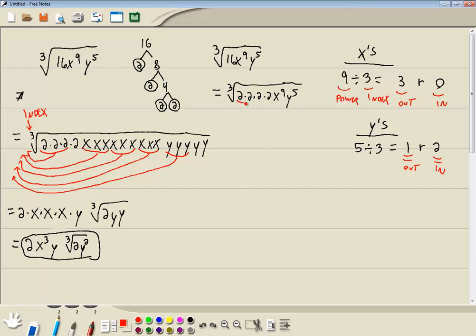Well, index is 3, so here's 3 2's, so that's going to come out as a single 2. And we said we're going to have 3 x's come out, so we're going to have x to the third, and we said we're going to have 1 y come out, so we'll have a y. And then cube root, we're left with this 2 inside. No x's were left in, and 2 y's were left in, so we'll have y squared. And that gives us our same answer.